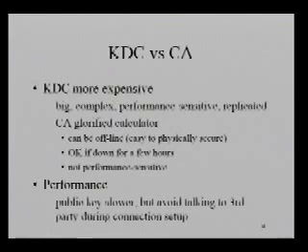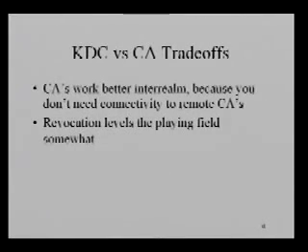Performance: the math in public key is slower, but I believe that would be dwarfed by the necessity to talk to a third party before you can talk to Bob. CAs probably work better between realms. What I mean by that is I work at Sun. So I'm at a big company behind a firewall.